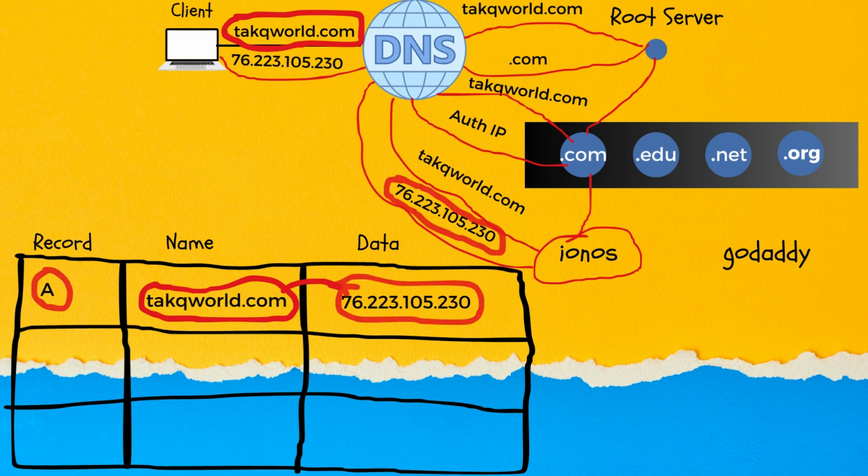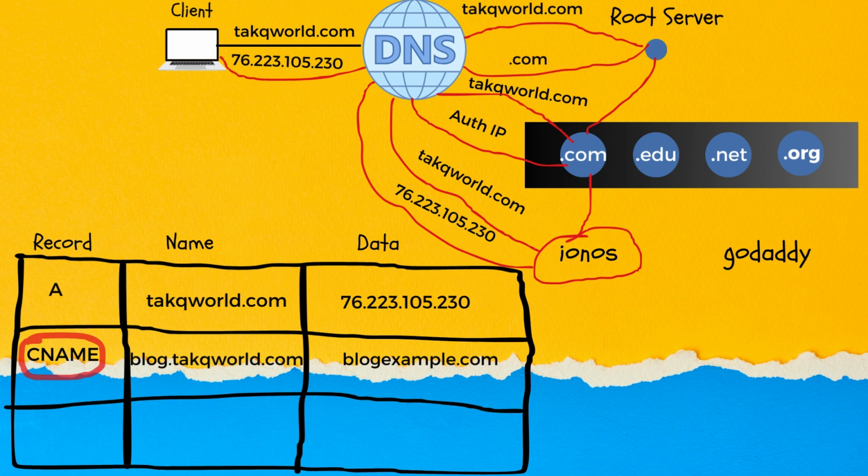This A record maps the domain name to the corresponding IP address, allowing your browser to connect to the correct server hosting the website. Next is a CNAME record. It allows you to direct users to different services using subdomains while keeping the main domain consistent. For example, blog.techworld.com points to a third-party blog provider at blogexample.com.